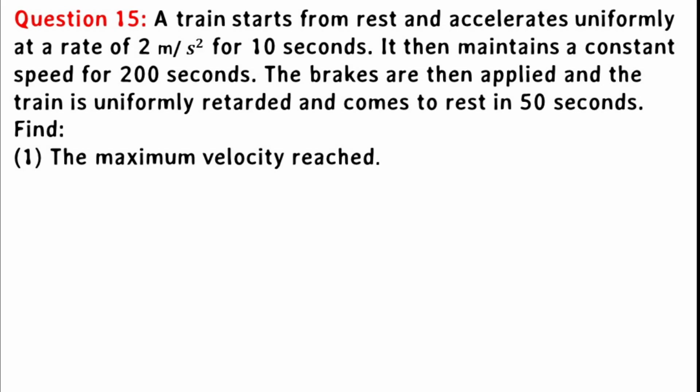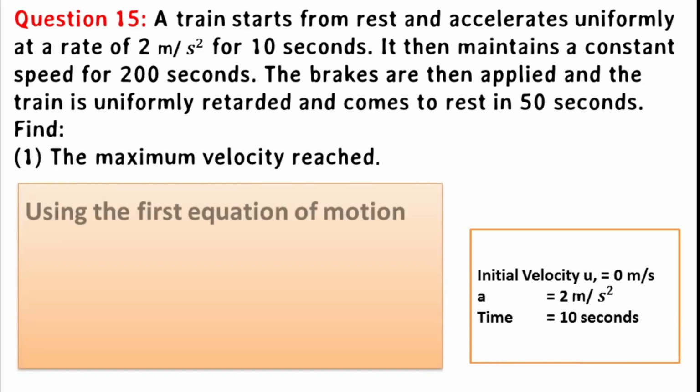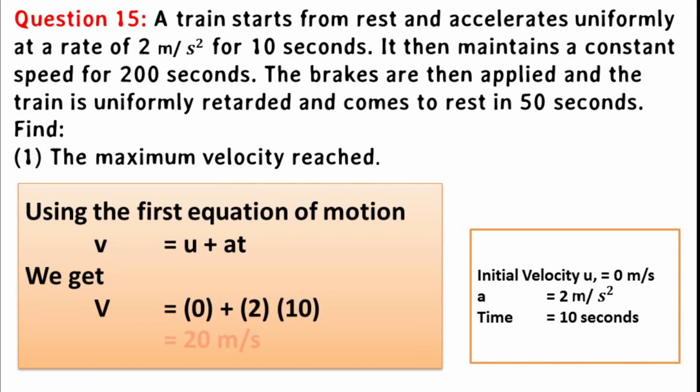Please note, acceleration takes place only in the first 10 seconds. So, maximum velocity will be at 10 seconds. Let us write down the values given in the question. Initial velocity u is equal to 0 meter per second. Acceleration is equal to 2 meter per second square. Time is equal to 10 seconds. Taking the first equation of motion, v is equal to u plus at. Substituting the values, 0 plus 2 into 10, which is equal to 20 meter per second. So, maximum velocity reached is equal to 20 meter per second.